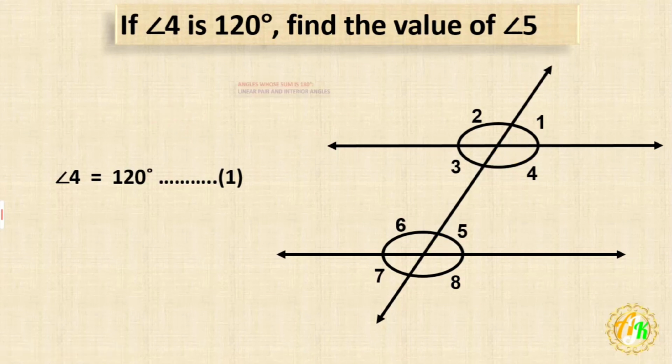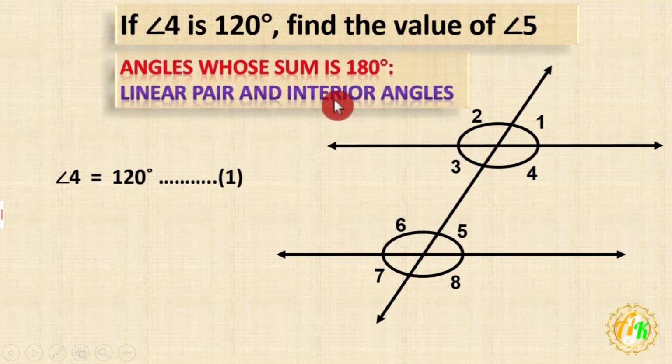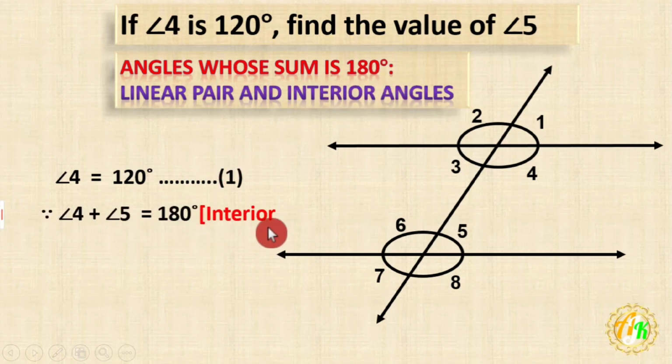Now we know that angles whose sum is 180 degree are linear pair and interior angles. Angle 4 and angle 5 are interior angles. Angle 5 we have to find. Angle 4 is 120 degree. Their sum is 180 degree as they are interior angles. Angle 5 plus angle 4 equal to 180 degree. Or we can write angle 4 plus angle 5 is equal to 180 degree. Reason is interior angles.